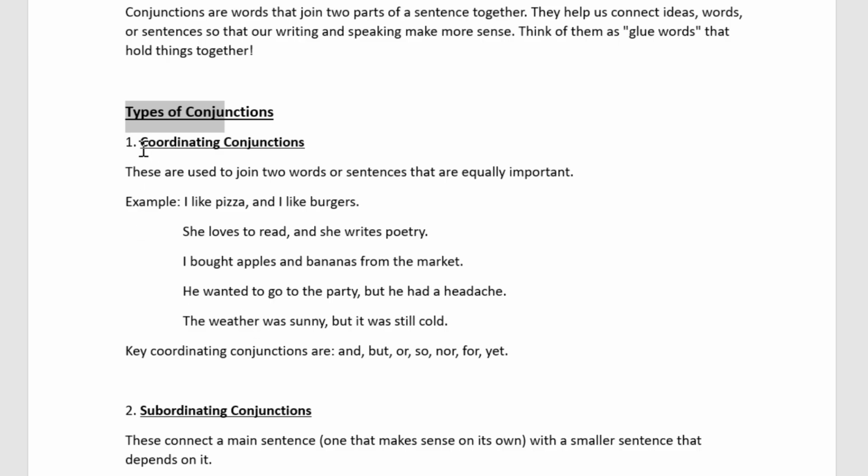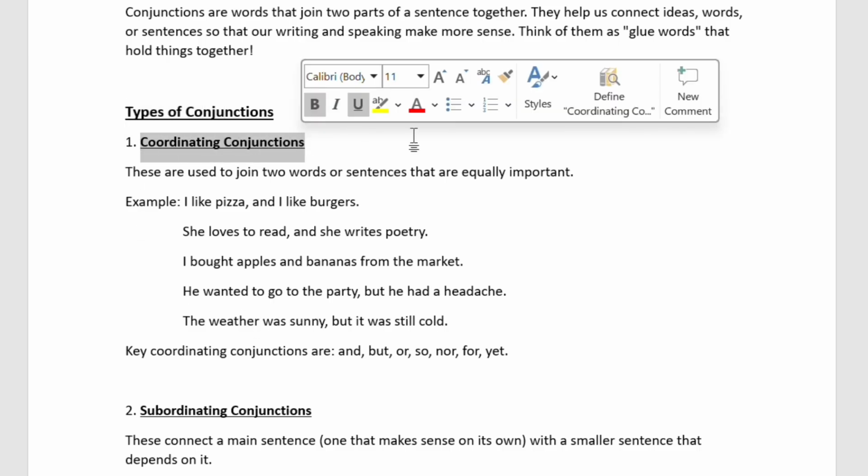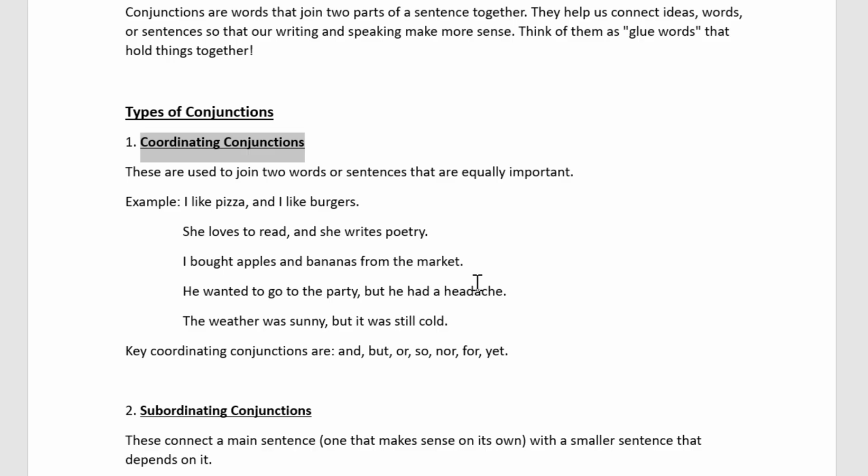So what are coordinating conjunctions? These are used to join two words or sentences that are equally important. What do you mean by equally important? The first part of the sentence and the second part of the sentence have the same weightage in what you are trying to say.